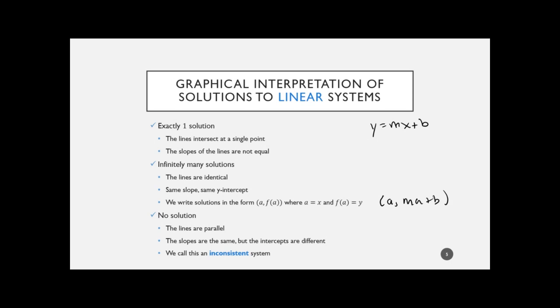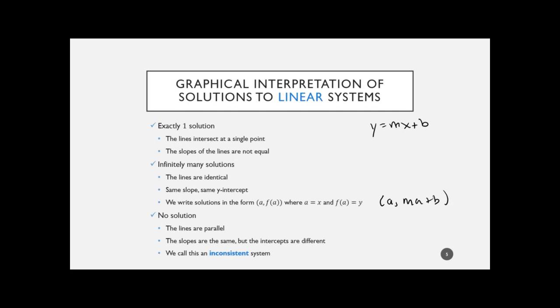And then there is a possibility that your lines never intersect because they're parallel, so you have no solution. And parallel lines have the same slope. So if they're both in slope-intercept form, and you see they have the same slope, but their y-intercepts are different, that means there's no solution. And systems that have no solution we call inconsistent. If there is a solution, even if it's infinitely many solutions, those are considered consistent systems.